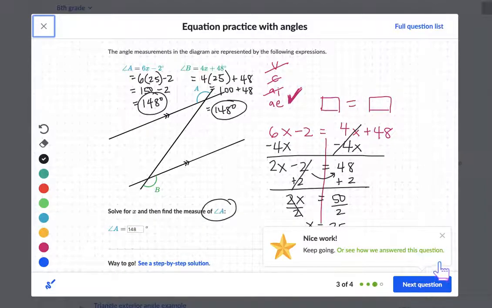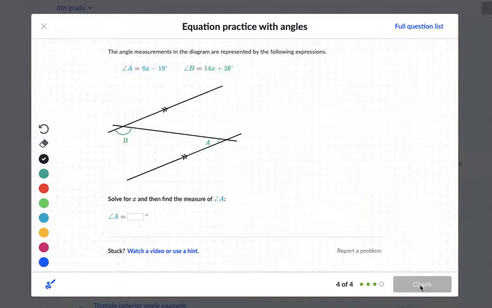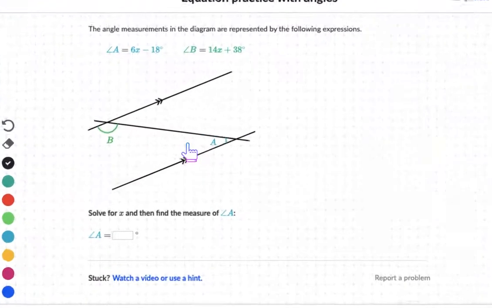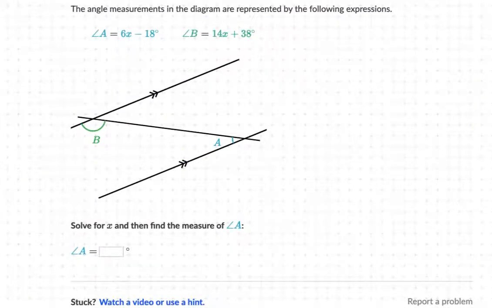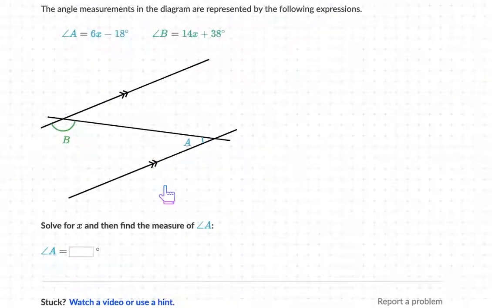Okay. So those two were congruent. We set them equal to each other. Let's try another one. So you're going to do the same thing. First, figure out if they are congruent to each other or not. If they are, set them equal to each other. If they are not, then you're going to have them add up to 180. So go ahead and pause and try this one on your own first.